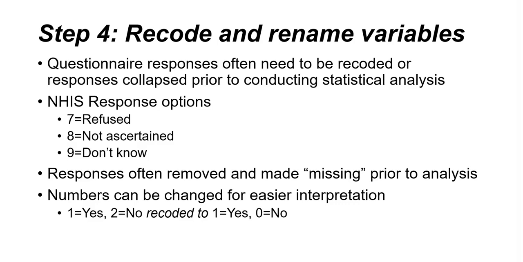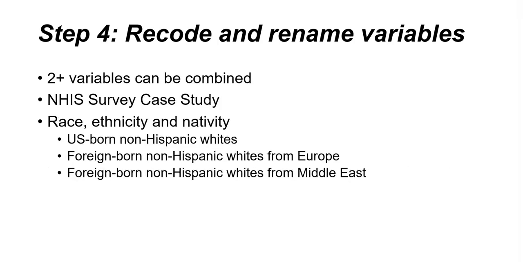These are often made missing within the analysis or used to create some sort of imputation procedures based on other responses so that there's less missing data. You may also want to just change the way the variables are laid out for easier interpretation. So for example, NHIS includes 1 equals yes and 2 equals no for many responses, and I typically recode these to 1 equals yes and 0 equals no. You may also need to combine 2 or more variables.